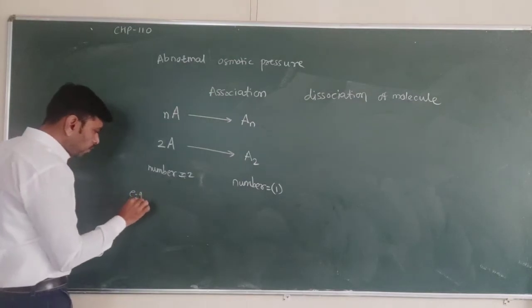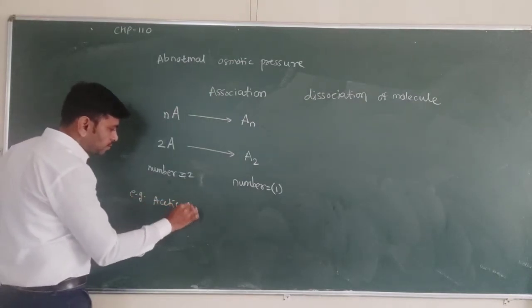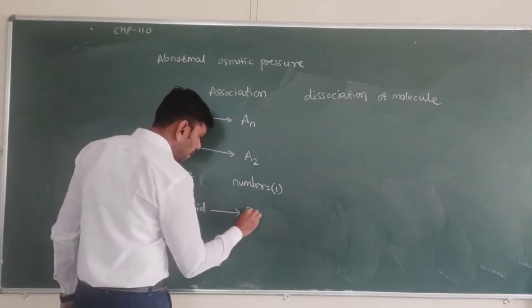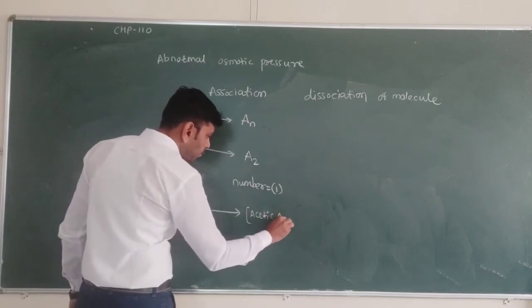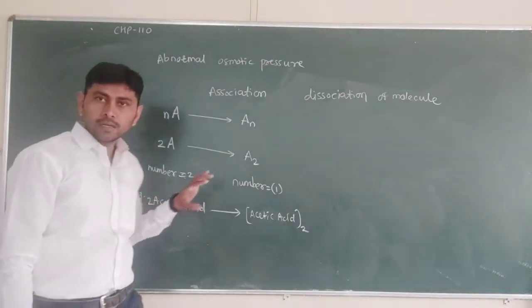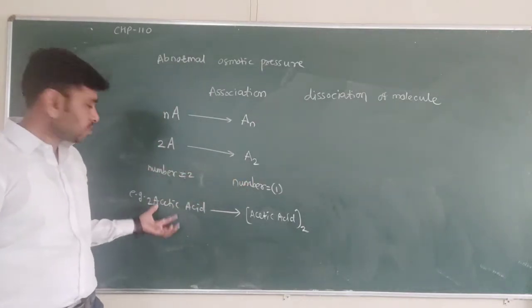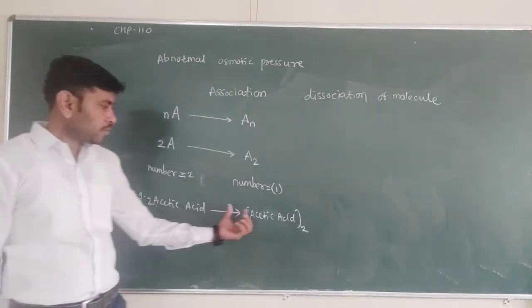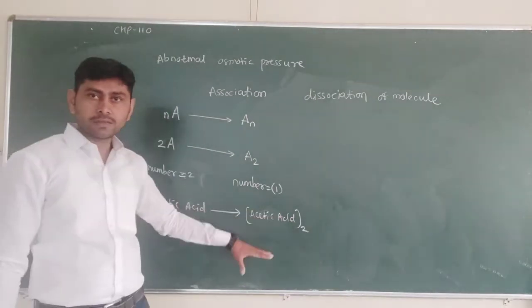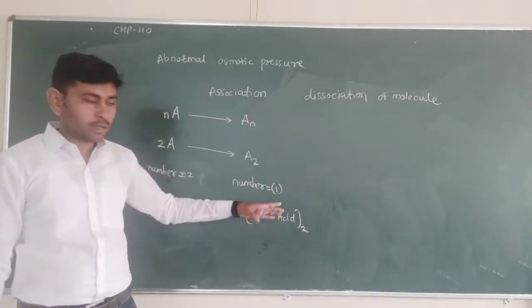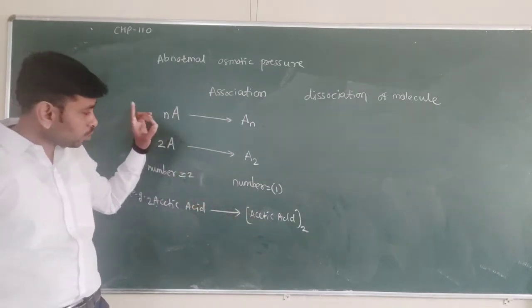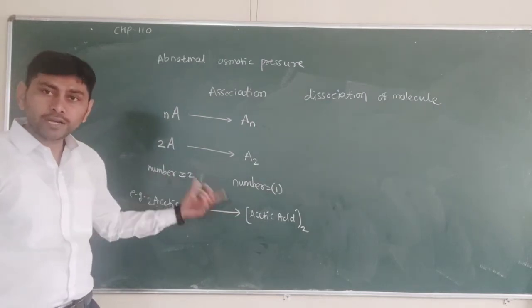The example is acetic acid. When dissolved, acetic acid forms a dimer. The dimer of acetic acid is a single molecule, and we initially calculated the pressure by considering 2 molecules of acetic acid, but in actual there is only 1 molecule in the solution, due to which the osmotic pressure is lower due to association. The actual osmotic pressure is lower than the calculated one. The ratio of these two is given by the Van 't Hoff factor.